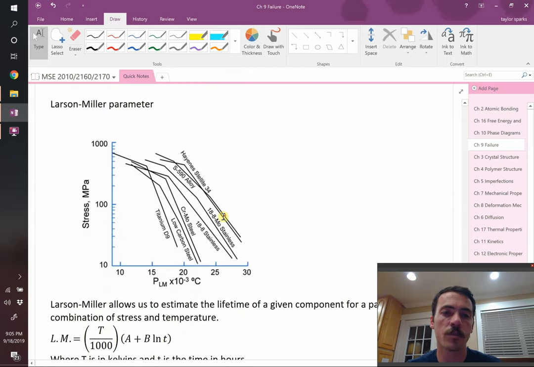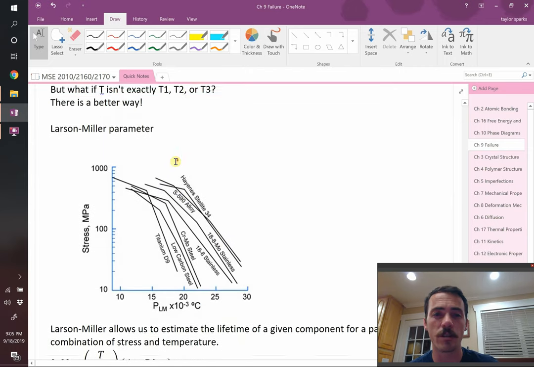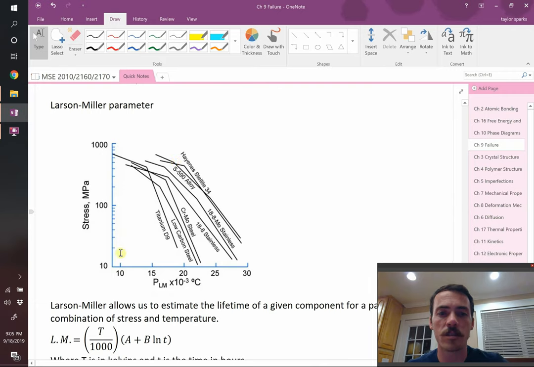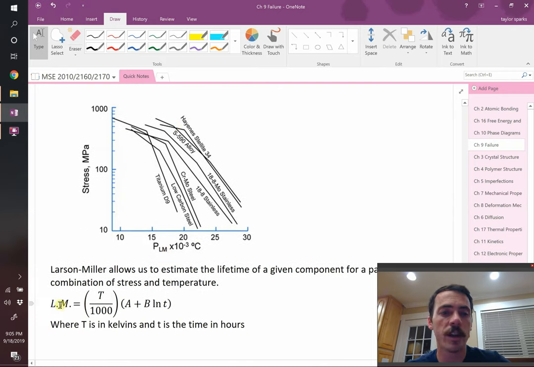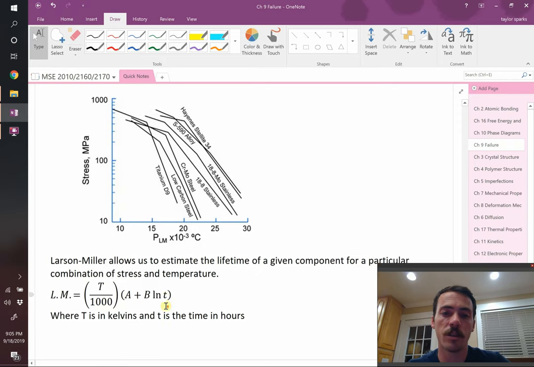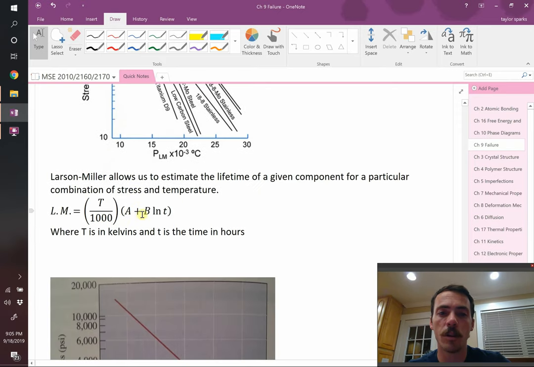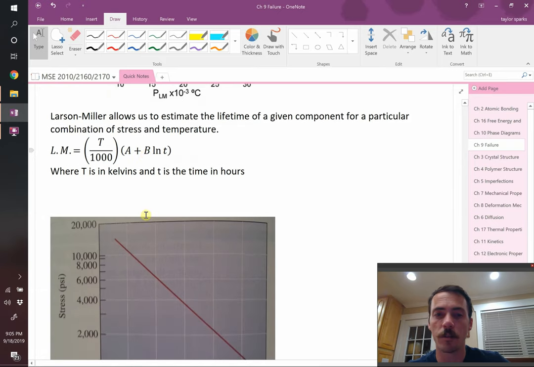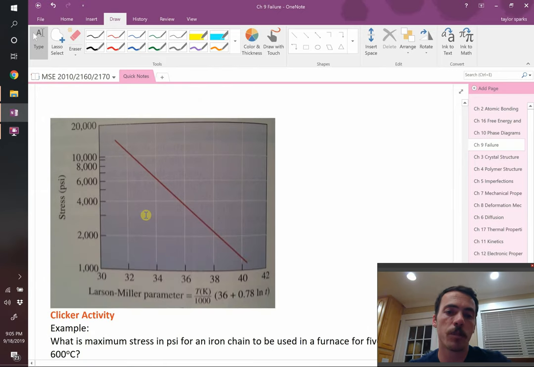There's also something called the Larson Miller parameter, which is basically a better way of doing this. The Larson Miller parameter plots stress versus the Larson Miller parameter. So what is the Larson Miller parameter? It's typically equal to the temperature divided by 1,000, and the temperature needs to be in kelvins for these almost always, multiplied by A plus B natural log of t, where A and B would be material constants you could figure out for a material. So here's an example of one.